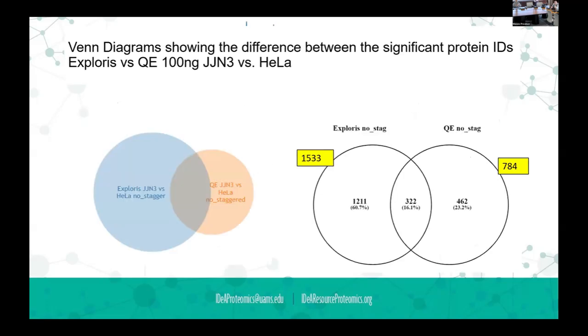And so this was a little bit disconcerting. The Venn diagram here shows that the overlap is about 16%. So there's about 1,500 significant IDs from the Exploris and about 780 from the QE, but those two lists overlap only 320 of them.